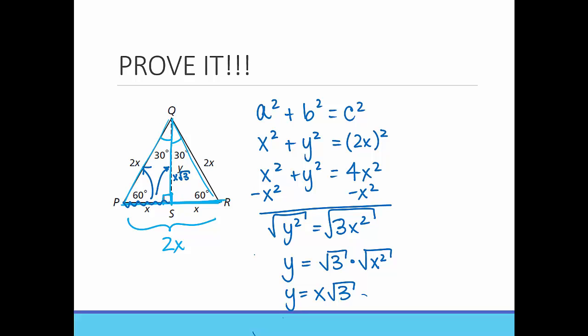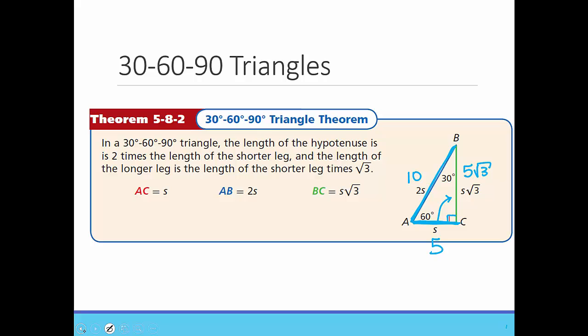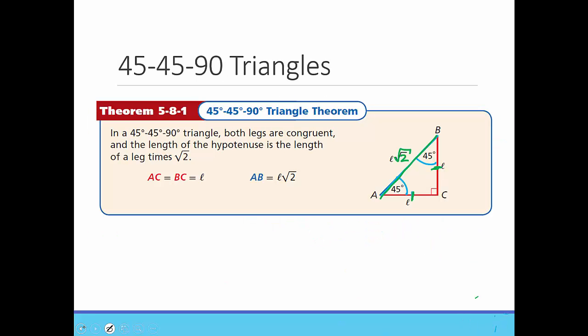And this happens for every 30, 60, 90 triangle. So basically, you need to memorize this theorem and this theorem. You need to know those relationships.